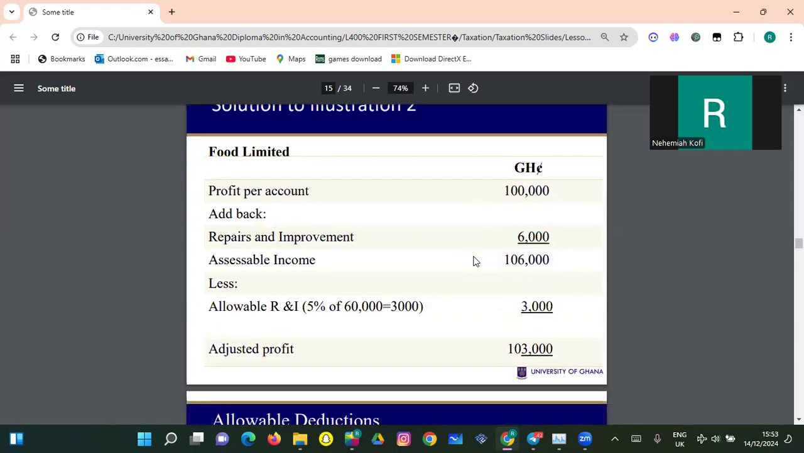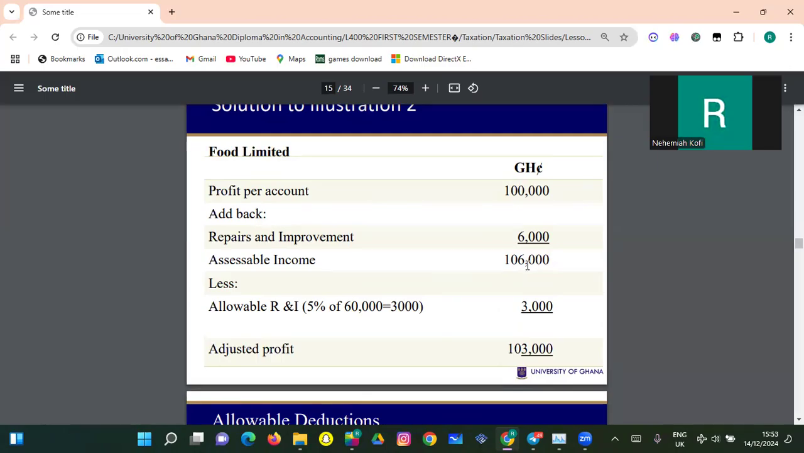So let's look at it here. The profit received this year, now repairs and improvement, as we know already, was deducted before arriving at this profit. So we add it back to it. And our assessable income will now become what?